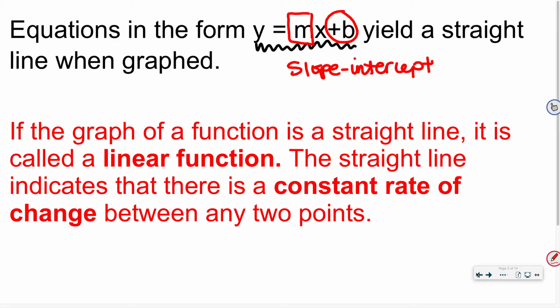Now on the next slide, we're going to work on graphing an equation that's not in slope-intercept form. So some of you already saw it. Think about how we would graph a line. How many points do we need? How do we find those points? Are you good now? Yeah.